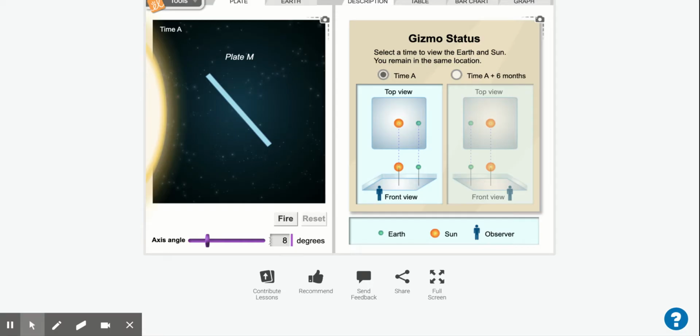So the last one, you would put 80 degrees, hit fire, and in the hits, you would write 18.